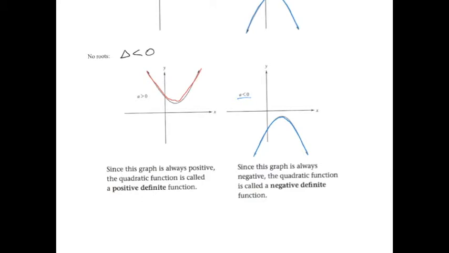Anyway, these parabolas have special names. For the first one, the red one, it says since this graph is always positive, the quadratic function is called a positive definite function because we're concave up and we have no roots, therefore we're always above the x-axis. Whereas on this side, since this graph is always negative, the quadratic function is called a negative definite function. That's because we're concave down and we have no roots, therefore we're always below the x-axis.